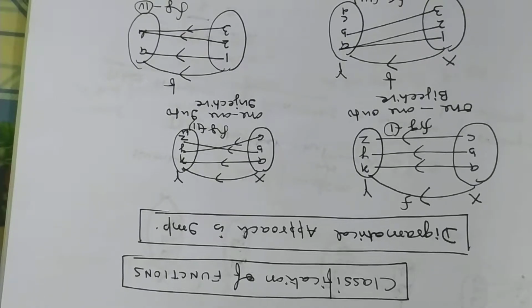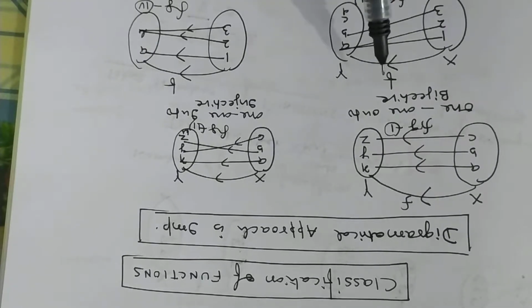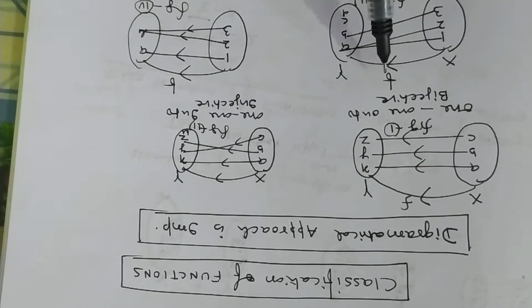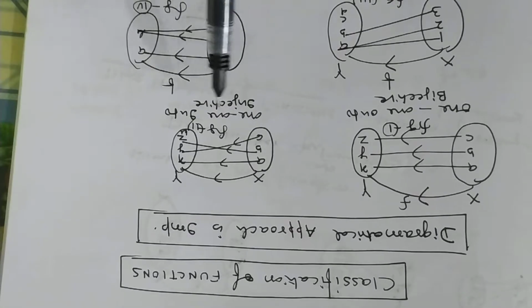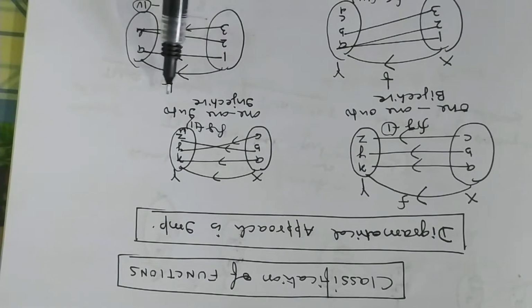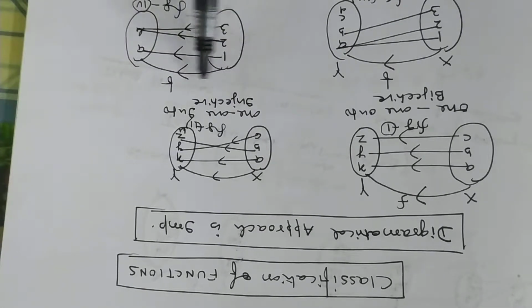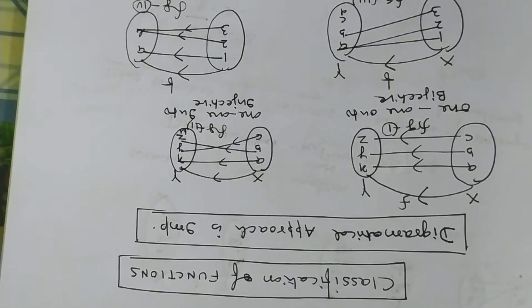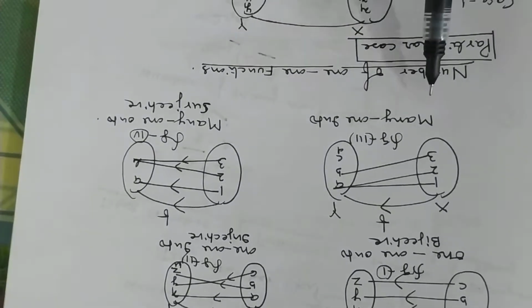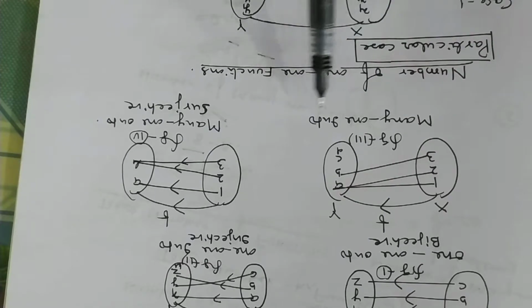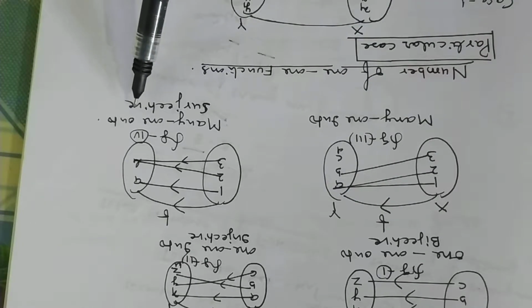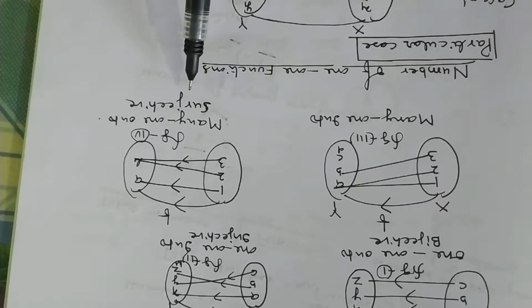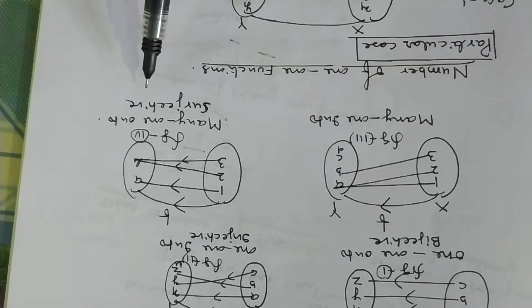a different type of function. In diagram 1, it is one-one onto. That is bijective. In diagram 2, it is one-one into. That is injective. In diagram 3, this is many-one into. And in diagram 4, it is many-one onto. That is surjective. Try to listen to it again.